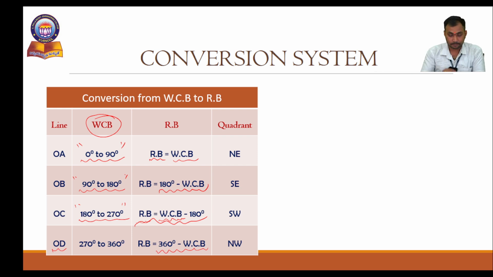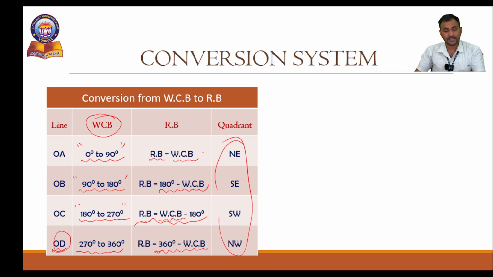If the object line is OD or OE, not only four object lines, there may be some number of lines. The object line which is in between 270 degrees to 360 degrees is converted from whole circle to reduced bearing as 360 degrees minus whole circle bearing. So these are the quadrants.